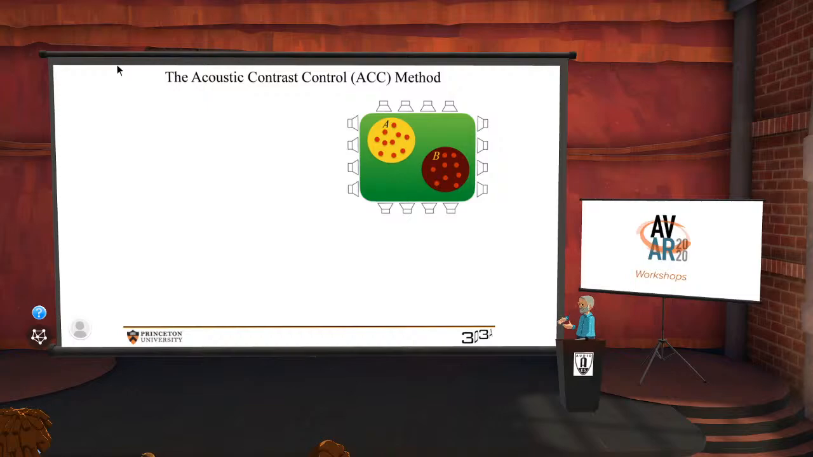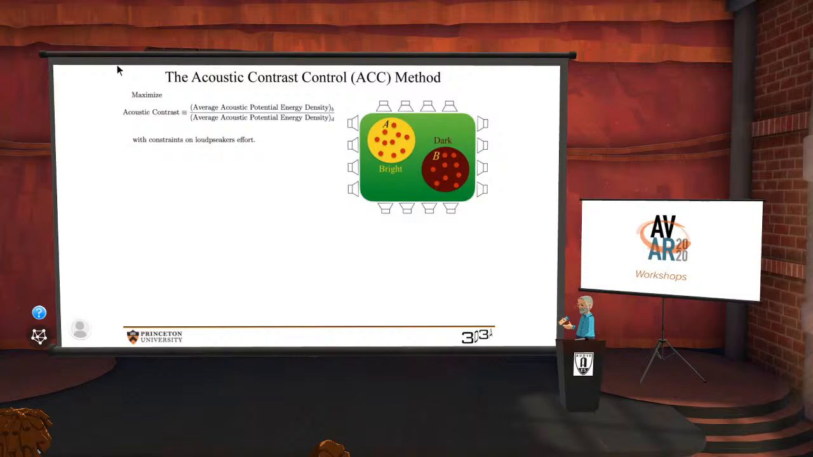Okay, so let's start with acoustic contrast control. The acoustic contrast control method aims to create a bright spot and a dark spot, hence the colors here, yellow and brown. And again, using the vocabulary we developed in the first slide, we can then define something called acoustic contrast. If this is not clear, I'll read it for you. Acoustic contrast is defined simply as the pressure, I'm sorry, as the energy, the ratio of the energy in the bright zone to the energy in the dark zone.